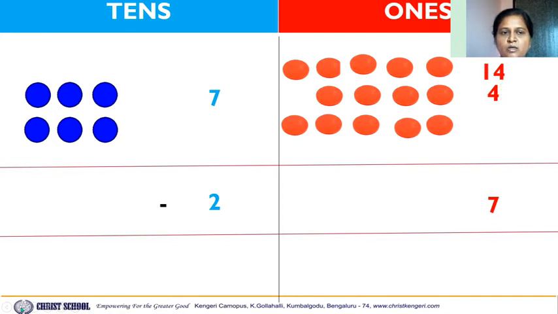We have taken 1 blue counter from 7, isn't it? Then how many blue counters are there in the tens column? Yes, it is 6. Now, is it possible to subtract 7 from 14? Yes. 14 minus 7 is equal to 7. And what about in the tens column? 6 minus 2 is equal to 4. Okay. That is the answer, 47.